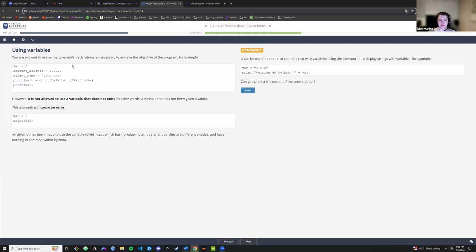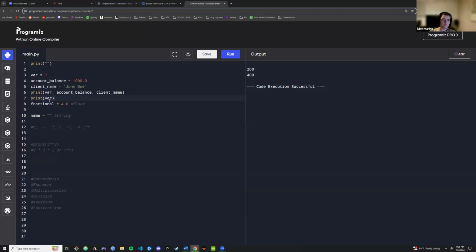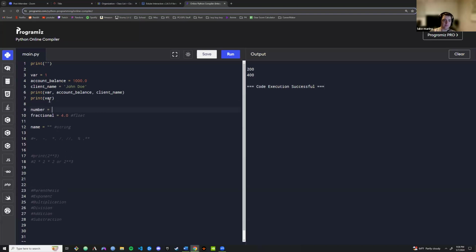When using variables, you're allowed to use as many variable declarations as necessary. So this is what's called a variable declaration. In this line, we're declaring that there is a variable, and we're giving that variable a value. So we're saying, okay, this variable var is equal to 1. Account balance is equal to 1,000. Client name is equal to John Doe. We're going to print var, account balance, and client name, and we're going to print var again.